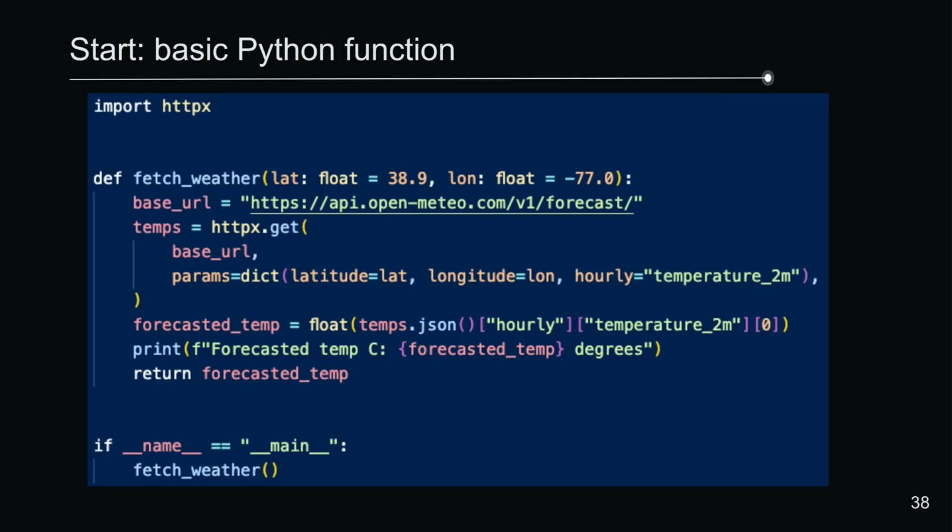Let's start off with a basic Python function. This example is going to be in the 101 folder of the GitHub repository. For those of you that are familiar with Python, this should look relatively simple. So it's just a Python function. And what we're doing is we're fetching weather data from that OpenMedio API. We're passing in a latitude and longitude as input, and then we're retrieving the forecasted temp for that location and printing out the temperature in a print statement. And then of course at the bottom we have our if name equals main block where we are calling this function.